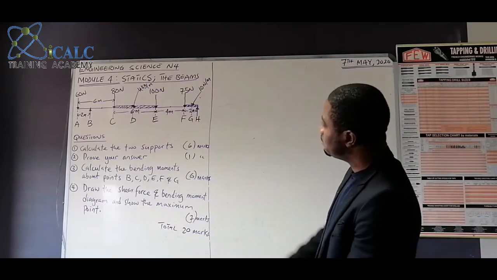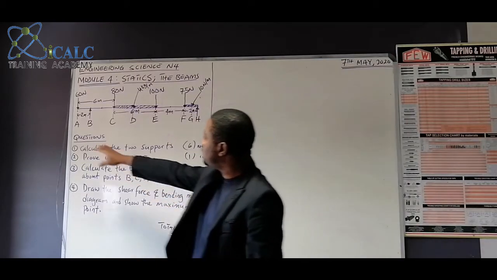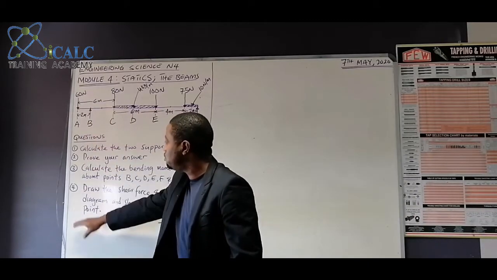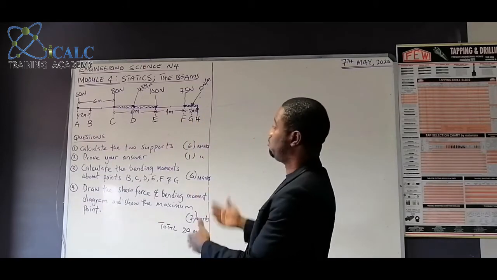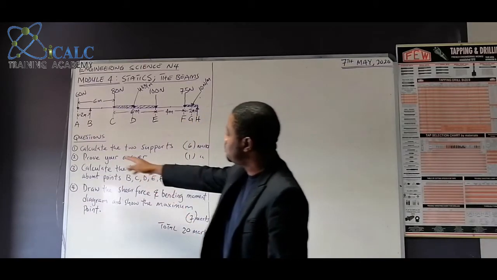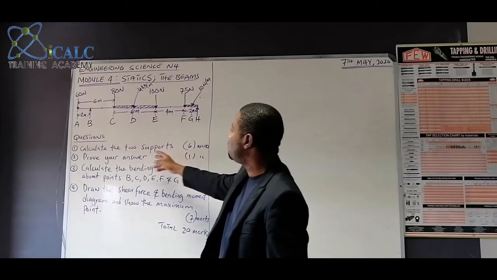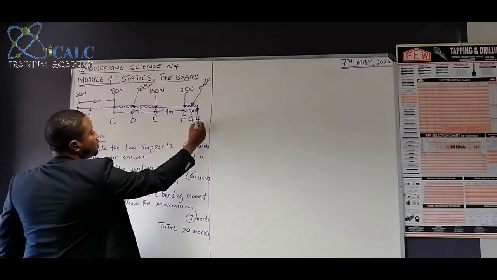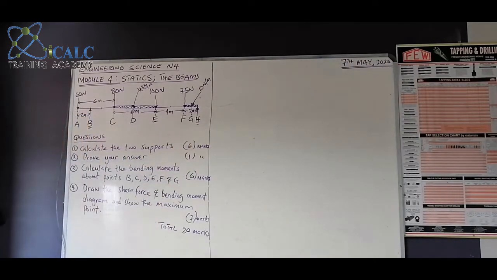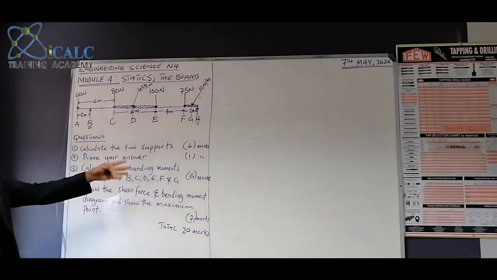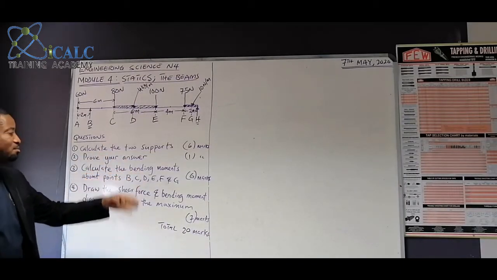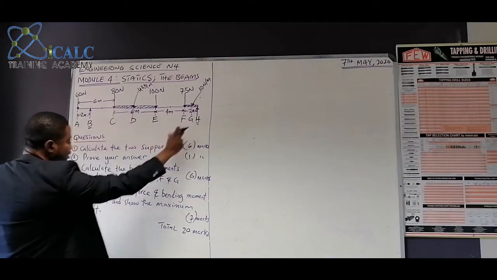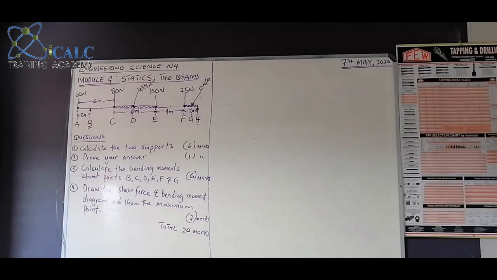Okay, let's quickly look at this. This is your sketch about a beam. I'll look at possible 4 questions they can ask from this beam. Question 1 is asking about calculation for your two supports here, B and of course H, which will give you 6 marks. To prove your answer, 1 mark. To calculate the bending moment about point B, C, D, E, F, and G can also fetch you 6 marks.